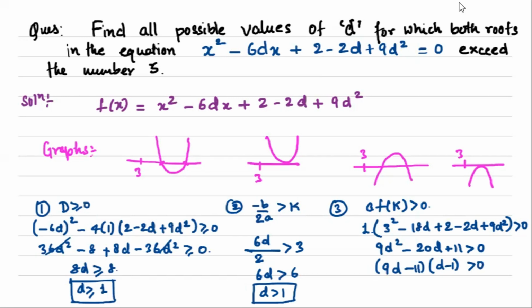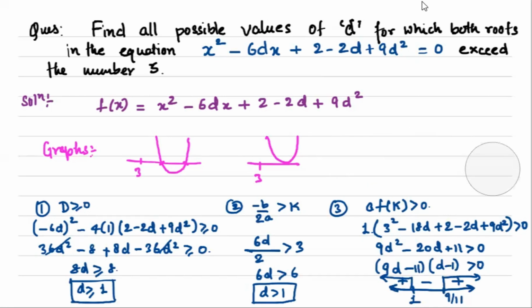So from here, put them on the number line. One root is 1 and the other one is 11 over 9. Using the wavy curve method, we get plus, minus, plus, and we need the positive answer, so it will lie in this range. Now combining all three conditions, our final answer here is, let me erase these graphs and conclude the answer here.